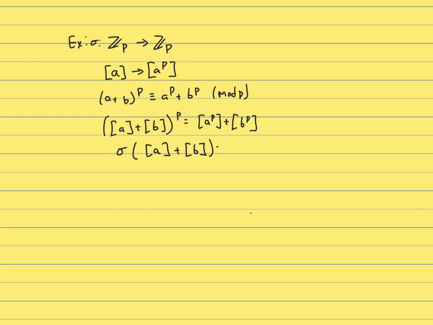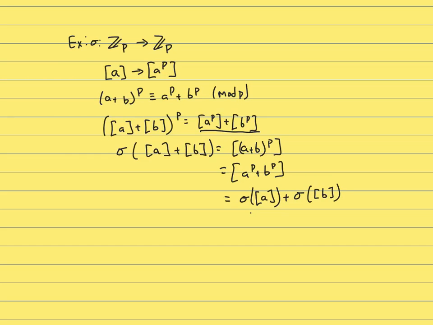We see it is the class of (A plus B) to the P. But according to our theorem, that's the class of A to the P plus B to the P. But by definition, that ends up being sigma of A plus sigma of B. And so there's an example of a homomorphism that was introduced recently. This one's so famous in mathematics, they actually have a name for this. This is called the Frobenius map.